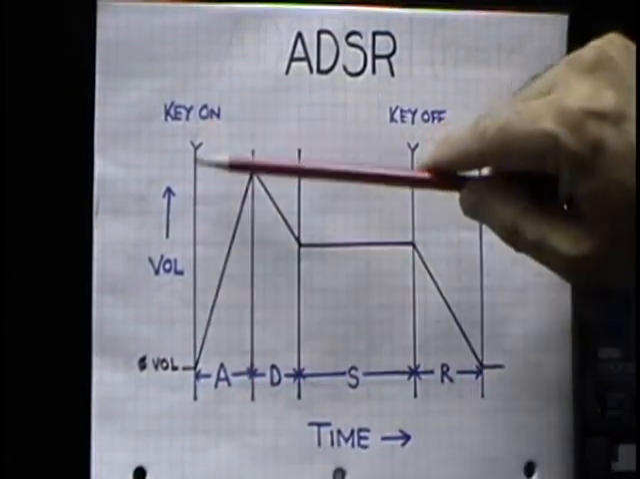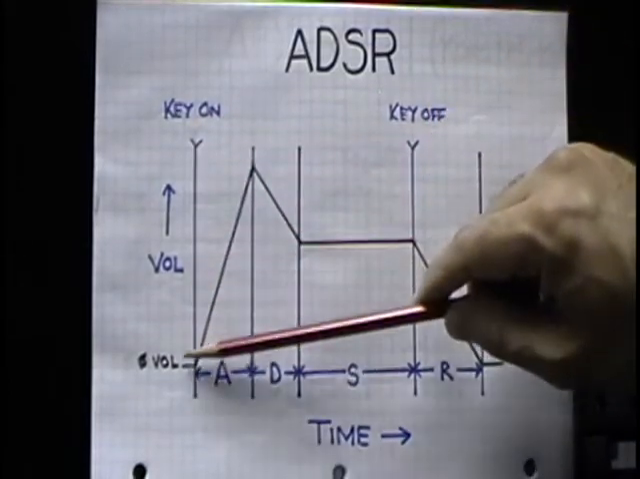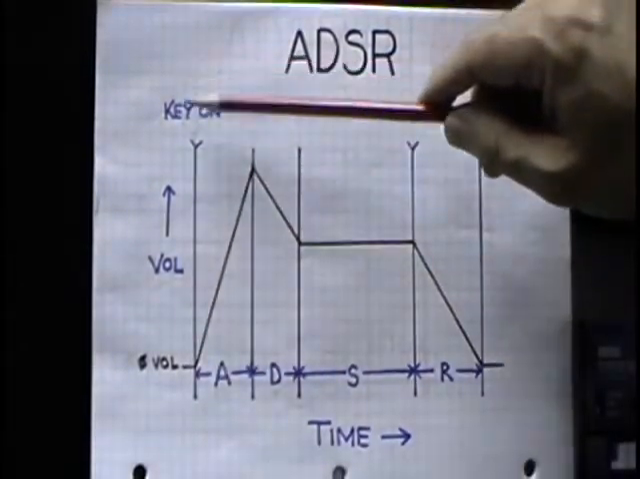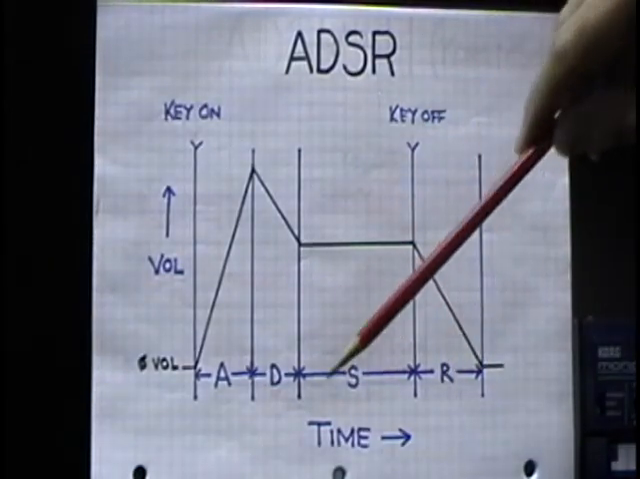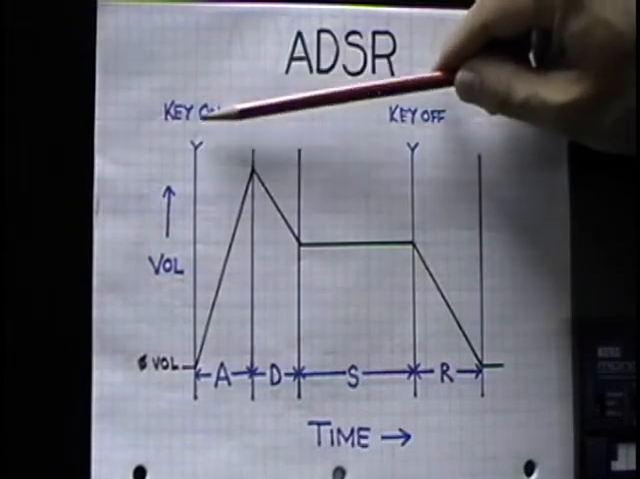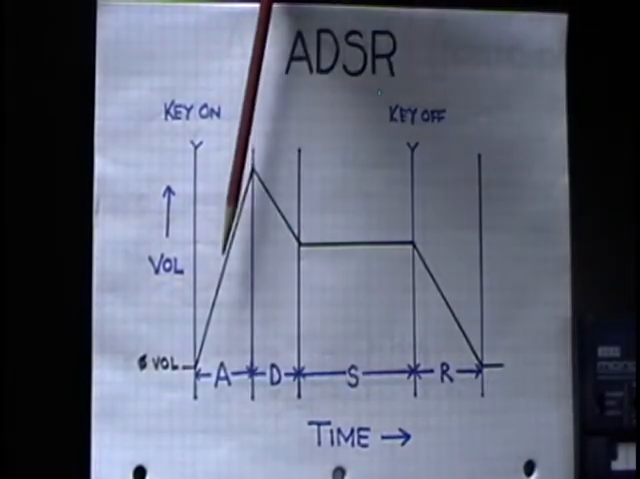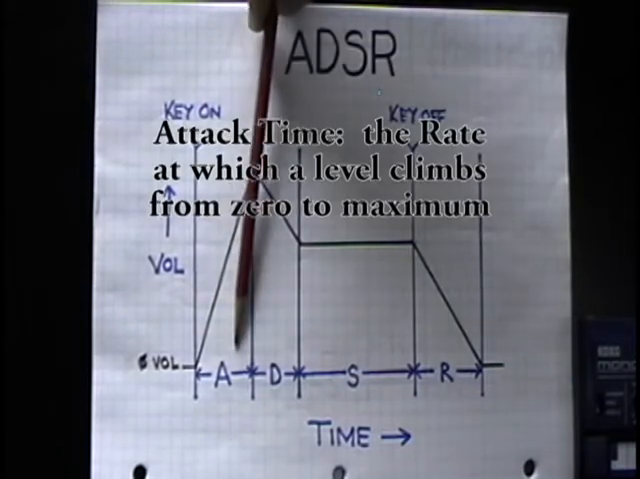So when we're talking about volume, we're talking about the envelope applied to the voltage controlled amplifier. The amplifier, once again, controls the volume, so that as you go up, it's a greater volume. This is time. And this is not drawn to scale. This is just to give an idea of the contour. But when you press the key on, the first stage of this ADSR envelope generator is the attack time.